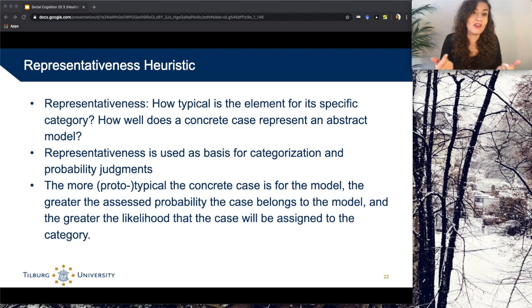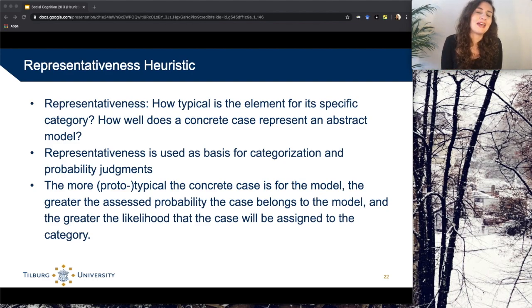Representativeness is one of the heuristics that we use as a basis for categorization and probability judgments. And here the idea is that the more prototypical the specific case is for the model, the greater we believe the probability is that the case belongs to the model. So the more our sequence looks like a random sequence, because it just fits better to how we believe random sequences should look like, the more likely we will think it actually fits to that category. And then also the greater the likelihood that our specific case will be assigned to the category.